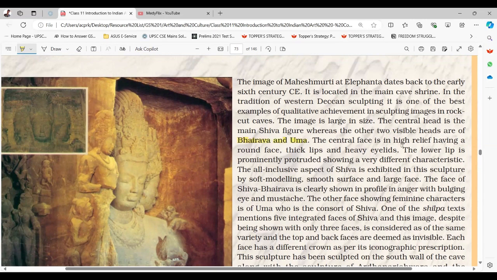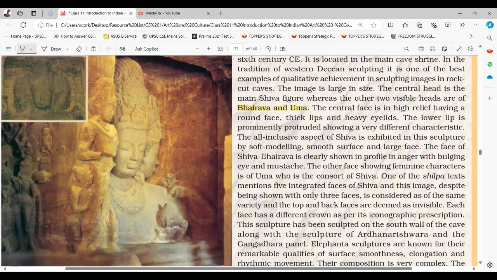The central face is in high relief, having a round face, thick lips, and heavy eyelids. The lower lip is prominently protruded, showing a very different characteristic. The all-inclusive aspect of Shiva is exhibited in this sculpture by soft modeling, smooth surface, and large face.